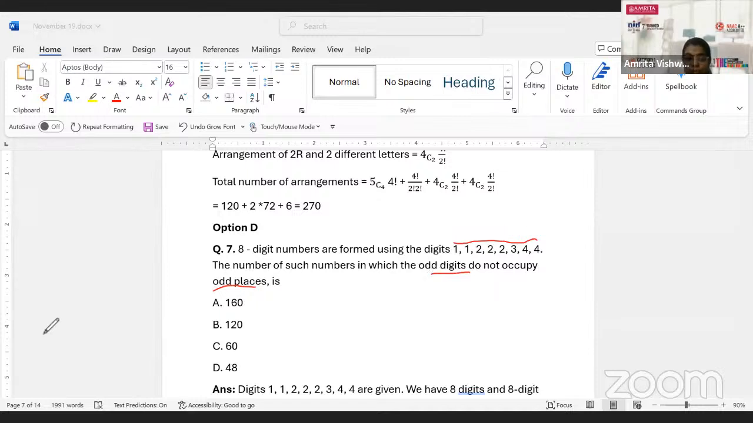The number of such numbers in which odd digits do not occupy odd places. So when it comes to arranging them, the only condition that is given is about odd digits. You will not be able to put the odd digits in the odd places. So 1, 3, 5, 7, those positions, you have to keep with even numbers. And even places, you can put with odd as well as even numbers. So there is a condition that you have to satisfy, and then you have to give an idea about the arrangement.